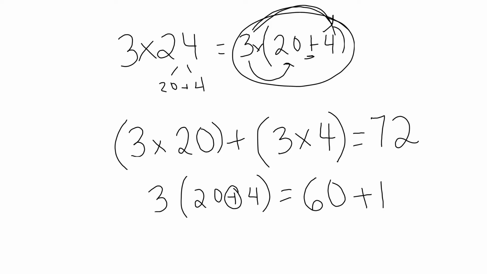So you could also express the distributive property with the numbers that you have broken it apart into the products of those two numbers. So first we have the product of 3 times 20, and then we have the product of 3 times 4.